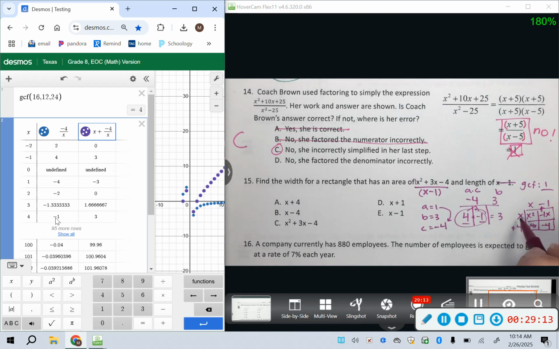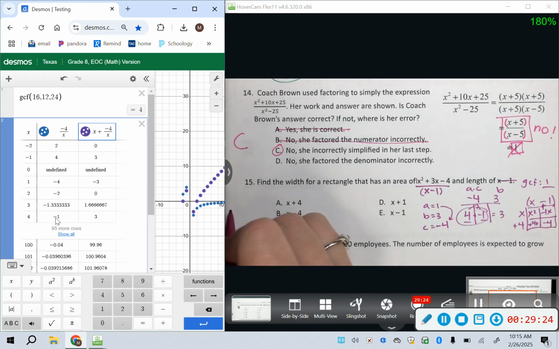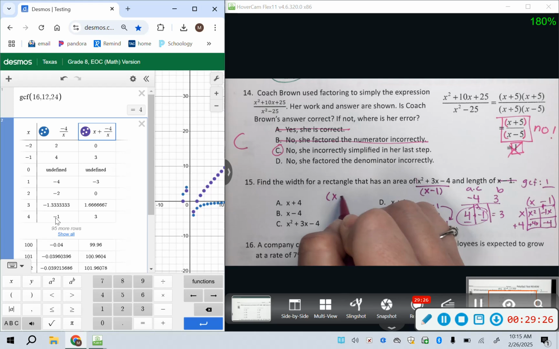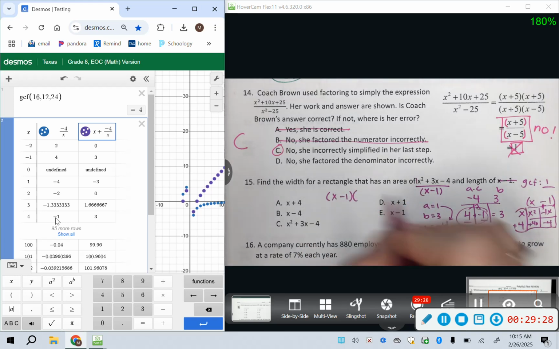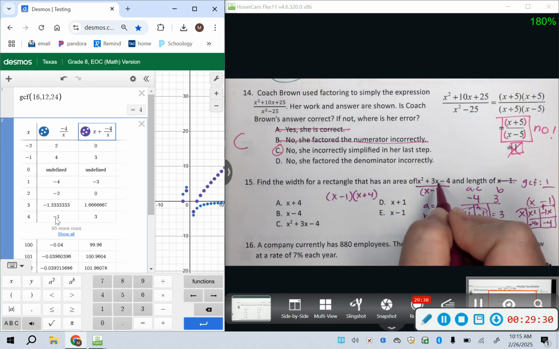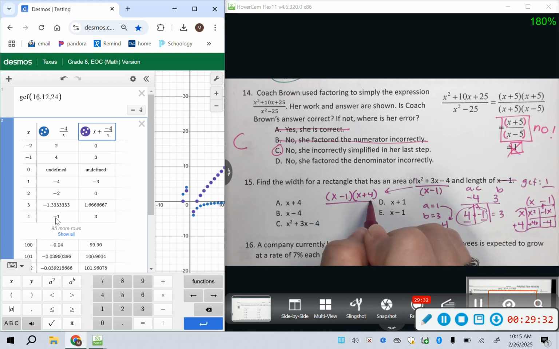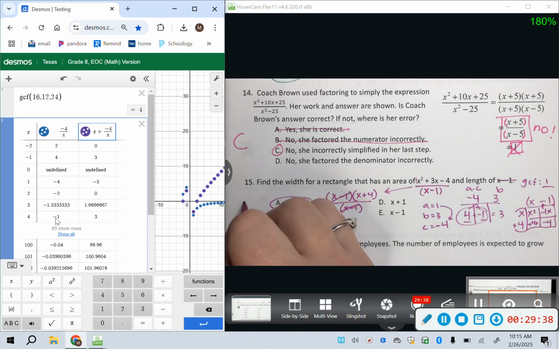We can always check our work too with multiplying. x times x is x squared. x times negative 1 is negative 1x. x times 4 is 4x. 4 times negative 1 is negative 4. So we're good. So my top is now equal. I'm going to come over here to x minus 1, x plus 4. This is me rewriting this over my bottom, which is x minus 1. These cancel, so x plus 4 is my answer.